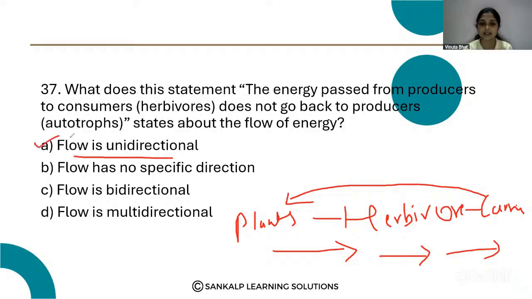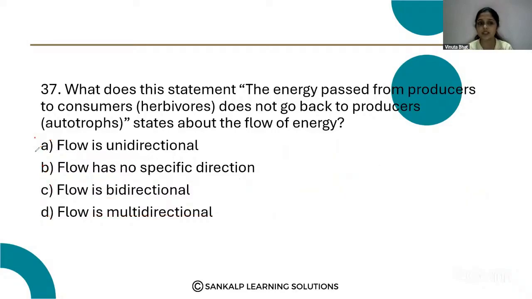Yes, that is the correct statement. Unidirectional, not bidirectional. Flow has no specific direction, that is the wrong one. There is a specific direction, that is unidirectional. Flow is bidirectional, that is wrong. Flow is multidirectional, it is not multidirectional. So this statement means the flow is unidirectional. The correct option is that the flow is unidirectional.